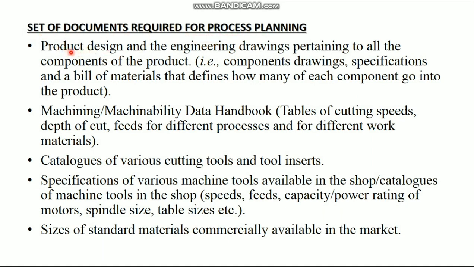The product design and engineering drawing pertaining to all the components of the product, that is, component drawings, specification, bill of materials, that defines how many of each component go into the product. Second one, machining: machinability data handbook, then tables of cutting speed, depth of cut, feeds for different processes and for different work materials. Then catalogs for various cutting tools and cutting inserts, specifications of various machine tools available in the shop, sizes of standard materials commercially available in the market.